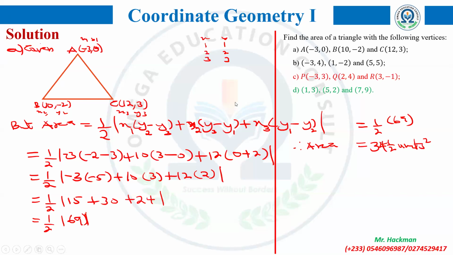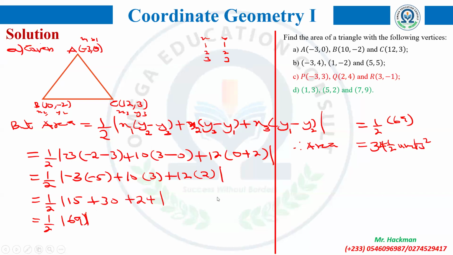So it's all about quoting the formula, substituting your x sub 1. Your first point will always take x sub 1, y sub 1. Your second point will take x sub 2, y sub 2. Your third point will take x sub 3, y sub 3. So just come and pick them and substitute. Make sure you substitute the right values. Then after that, the rest will just be algebra. And in your conclusion, don't forget to attach unit squared. That's it. Is my point well made?